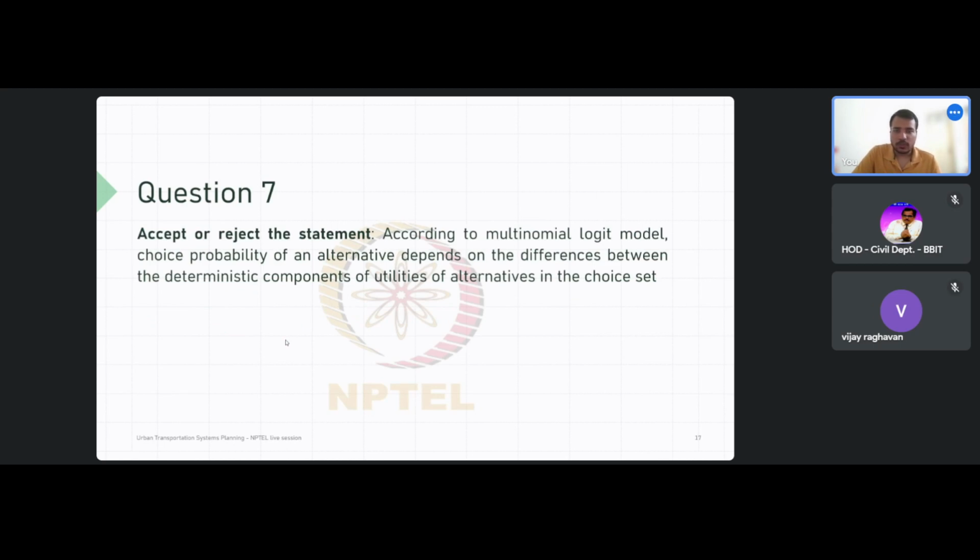Coming to question 7, it is accept or reject type of question. According to multinomial logit model, choice probability of an alternative depends on the difference between the deterministic components of utilities of alternatives in the choice set, accept or reject. So you can try and let me know the answer.